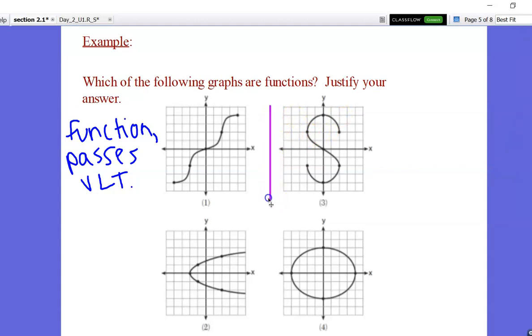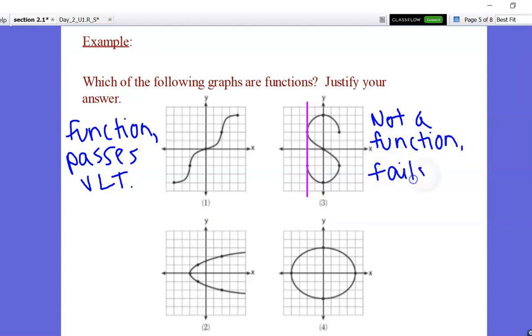I'm going to try this graph to the right of it. It says 3 below it. Even when I start, I can see that the purple line is touching this graph at -2, 2 and at -2, -2. So this is not a function, because it fails the vertical line test.